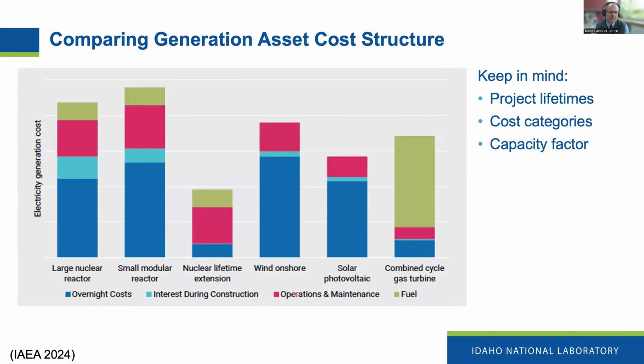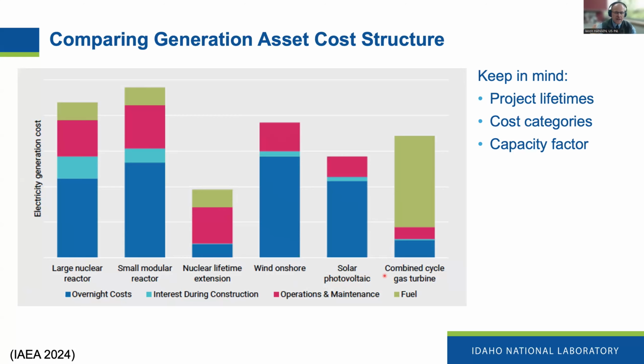So from this recent IAEA study, they created this very nice figure that shows how costs break down over different types of energy technologies. Now notice there's no scale listed here because this is illustrating relative categories. We're looking at large nuclear reactors, small modular reactors, lifetime extension for plants that are already existing and operational, wind technology, solar technology, and combined cycle gas.